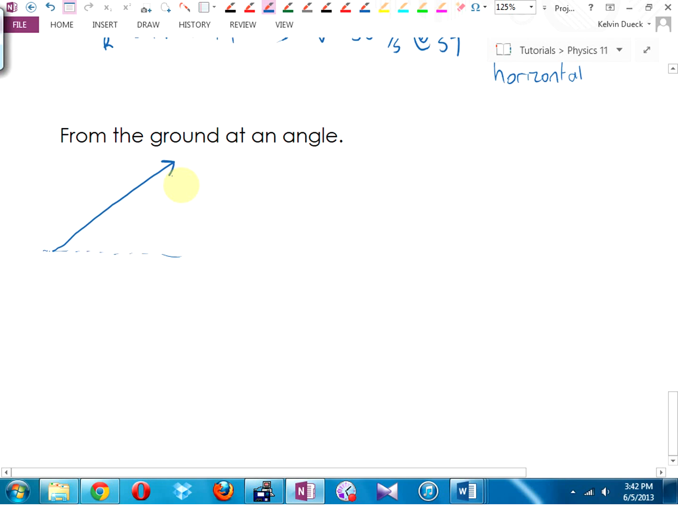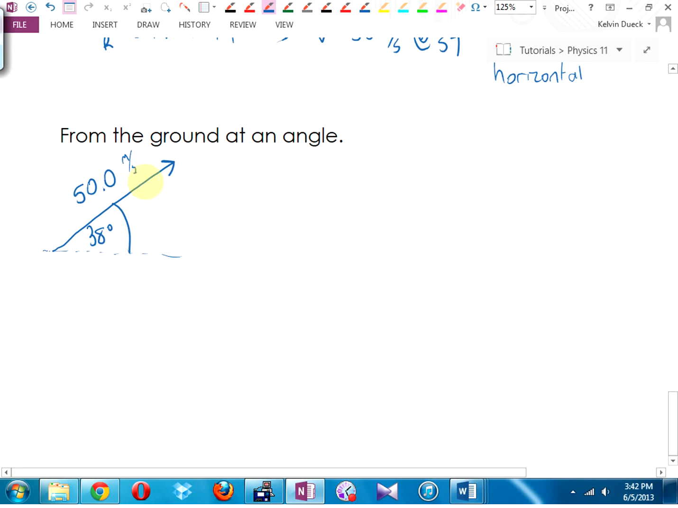So let's make one up. Pick a number between 50 and 100, McKenna. 50. Pick a number between 20 and 45, Kelly. 38. There. Our velocity is 50 meters per second above the horizontal at 38 degrees.